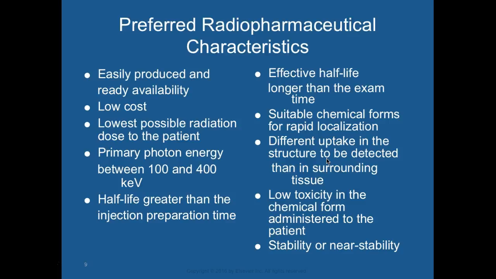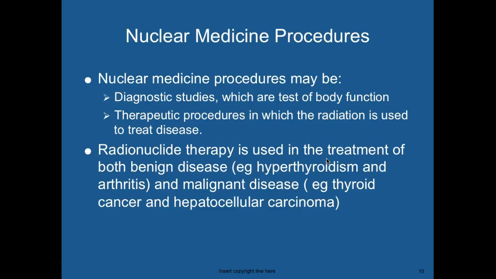So the effective half-life is longer than the exam time, which is good, and the suitable chemical forms for rapid localization and different uptake in the structures to be detected than the surrounding tissues. So it's targeted. Low toxicity in the chemical form that is administered to the patient, and it's really stable within the body. So nuclear medicine procedures may be diagnostic, which are tests for body function; therapeutic, where we use radiation to treat diseases like thyroid cancer. We'll go ahead and inject and have the thyroid treated.